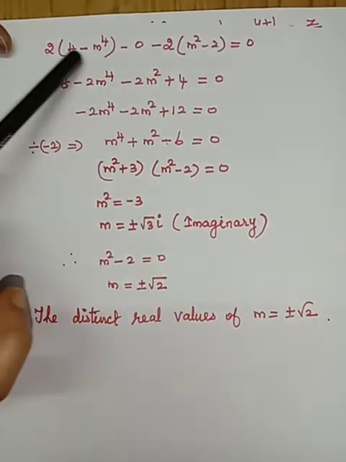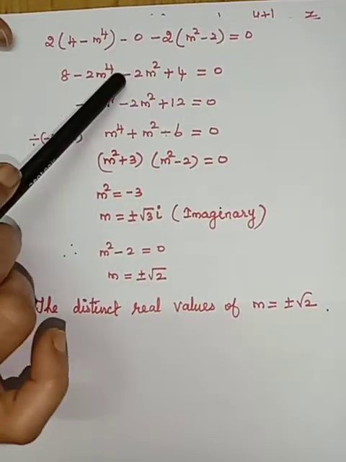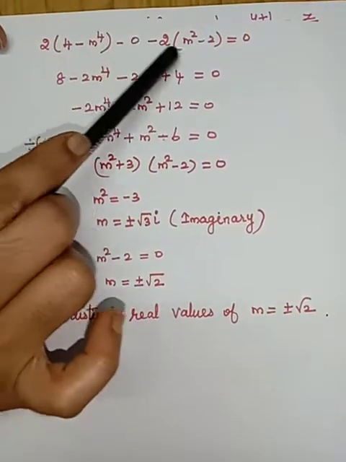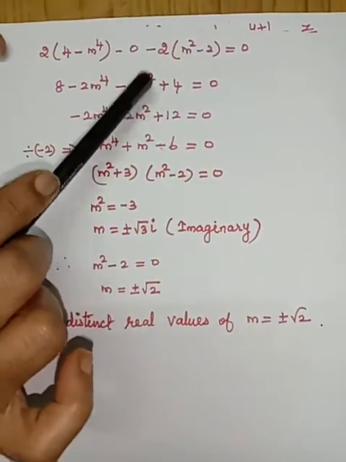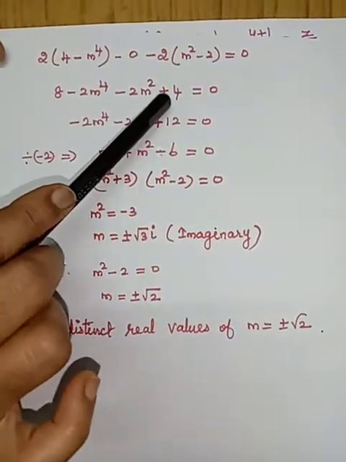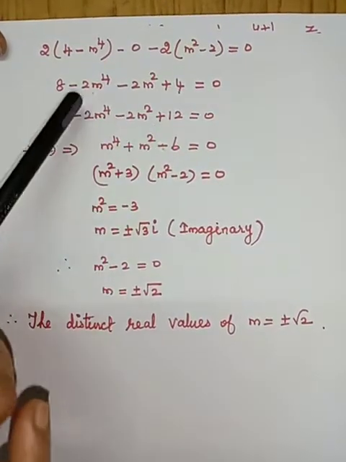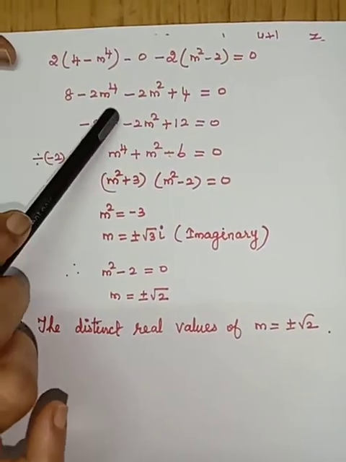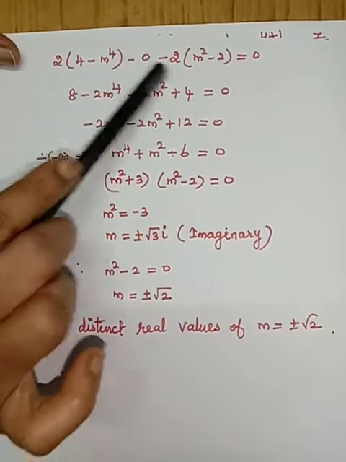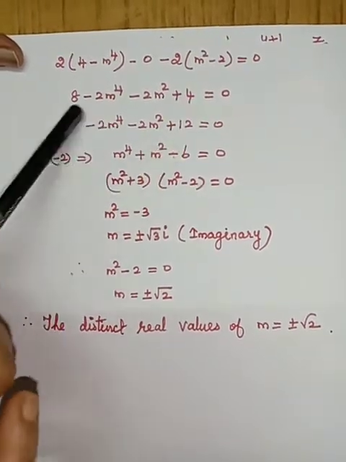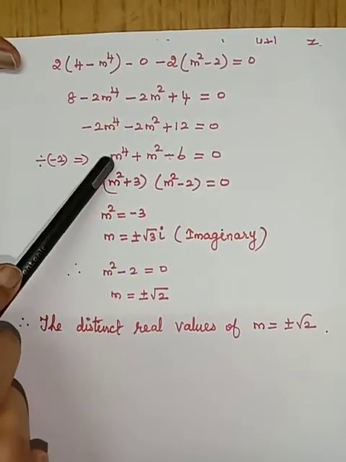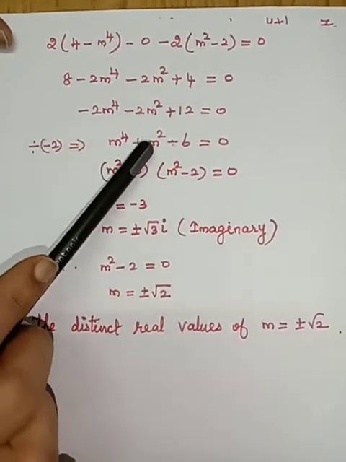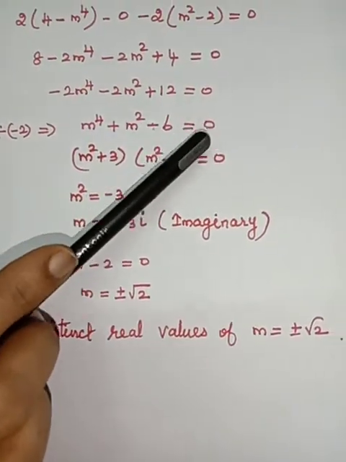2 4s are 8 minus 2m power 4 minus, this is 0, minus 2 into m squared, minus 2m squared, minus 2 into minus 2 is plus 4, is equal to 0. So minus 2m power 4 minus 2m squared, 8 plus 4 is 12, divided by minus 2. You will get m power 4 plus m squared minus 6 is equal to 0.